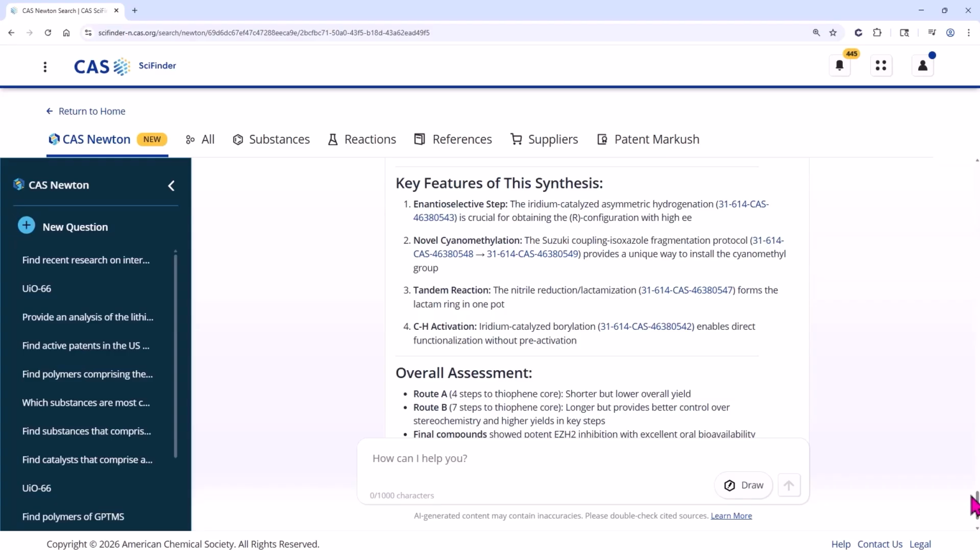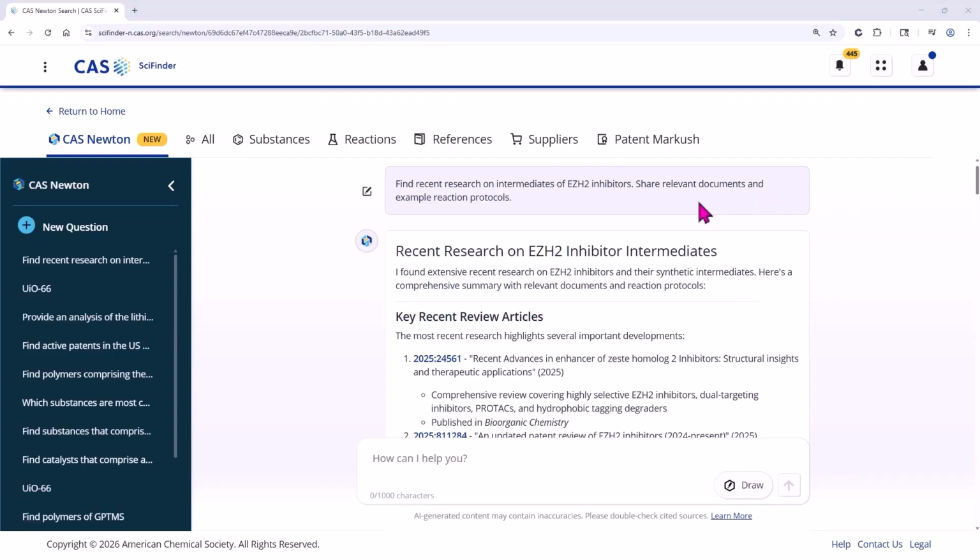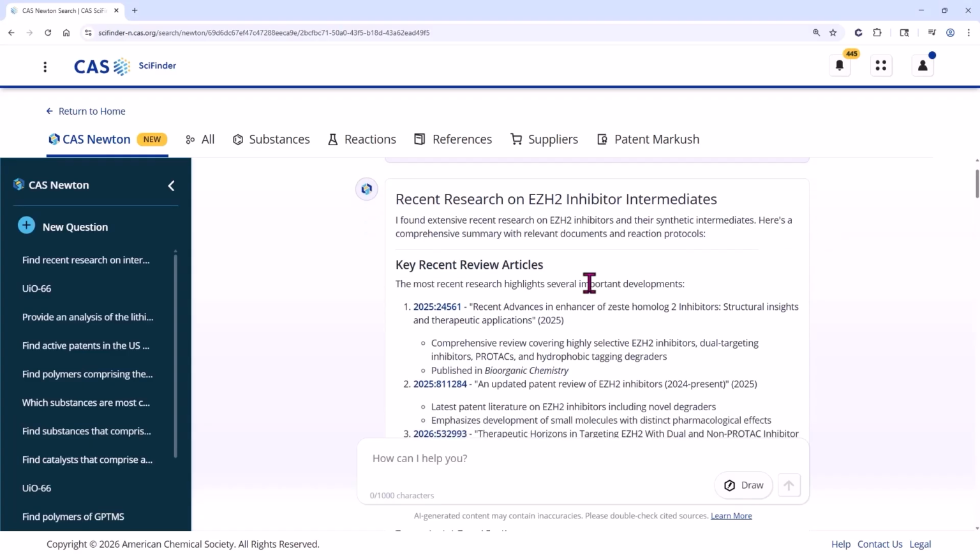So let's take a closer look at this first example that is on my screen. As you saw when I input my query earlier, I input this prompt asking for recent research on intermediates of easy H2 inhibitors. I told Newton to provide relevant documents and example reaction protocols. So what we see in the response here is that it starts off with an overview and some key recent articles based on the past few years.